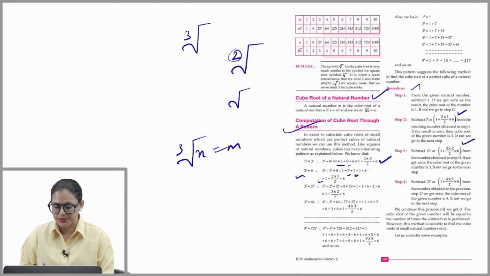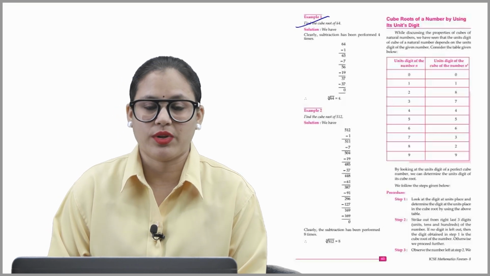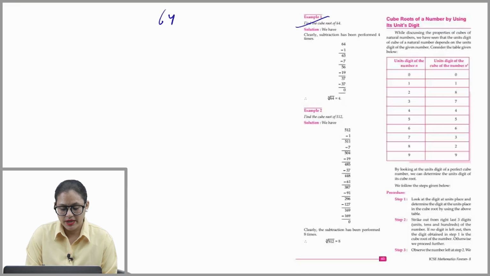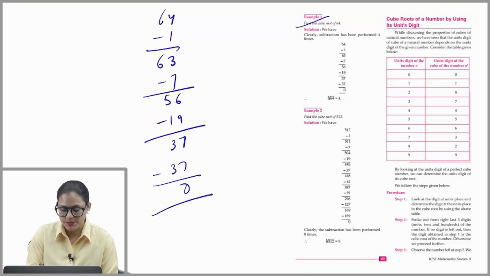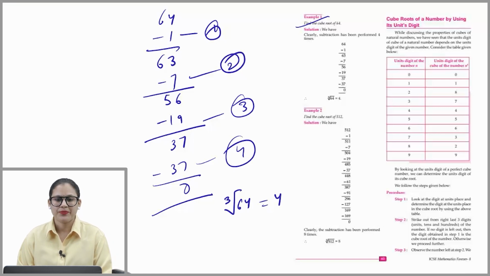Now, let us consider some examples. Find the cube root of 64. Clearly, subtraction has been performed 4 times. 64 minus 1 is 63. Now, we subtract 7, so this is 56. Now, subtract 19, then we will get 37. Now, subtract 37. So, how many times have we subtracted? 1, 2, 3 and 4. That means the cube root of 64 is 4, right?